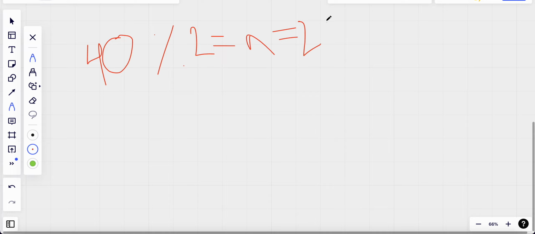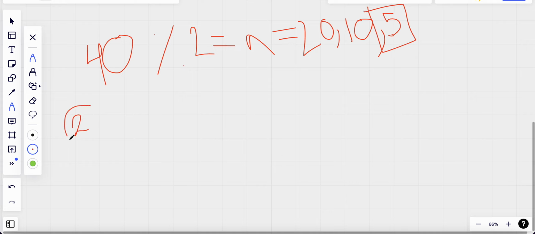Now let's see another number, a bigger number. Suppose it's 40. We know 40 is divisible by 2, right? So we divide it and the new value becomes 20. Again 20 is divisible by 2, the new value becomes 10. Again the new value becomes 5, since 10 is also divisible by 2. So we keep on dividing by 2 as long as it's divisible by 2, which means that one of the factors itself is 2.